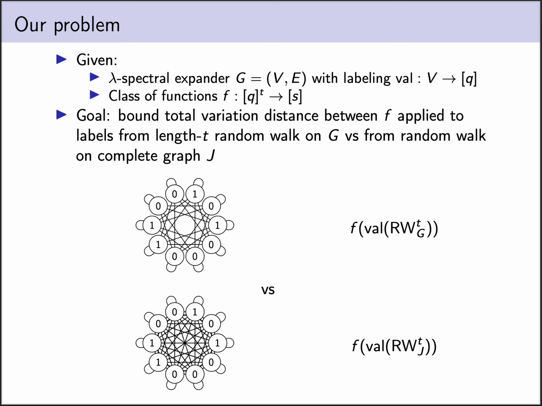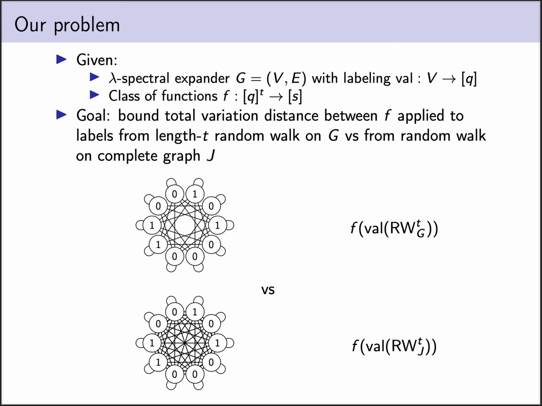I'll next describe our problem, which, as I mentioned, arises in many different areas in theoretical CS and has been studied before. I'll describe some of this motivation after stating the problem. We're given a lambda spectral expander G with a Q-ary vertex labeling. Often it's best to think about binary labelings, but most of our results generalize to arbitrary fixed Q.